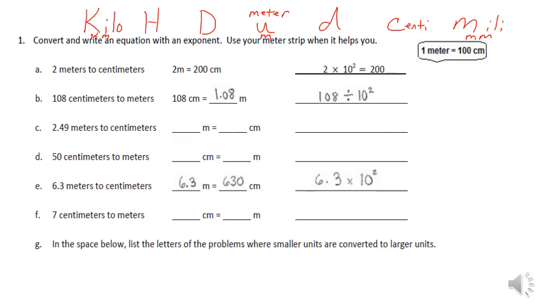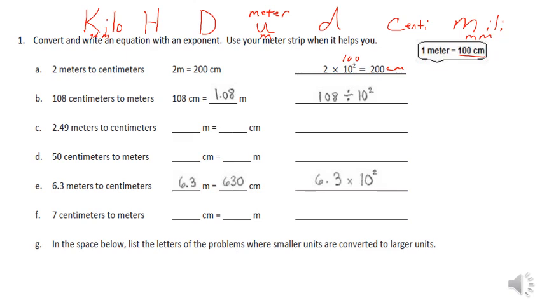Now, the first one says 2 meters to centimeters. And it's saying here that 2 meters equals 200 centimeters. They're basing that on 1 meter equals 100 centimeters. So, if 1 meter equals 100 centimeters, 2 meters times 10 to the second, which is 100, would equal 200 centimeters. Now this was going from a larger to a smaller unit of measure.